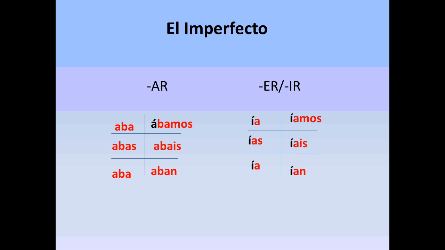Now pay attention to the ARs where we have an accent mark in the nosotros form this time. ER-IRs, there's accent marks over all of the I's. We're just going to be focusing on the imperfect tense, and then later on we're going to be comparing the differences between the preterite and the imperfect.